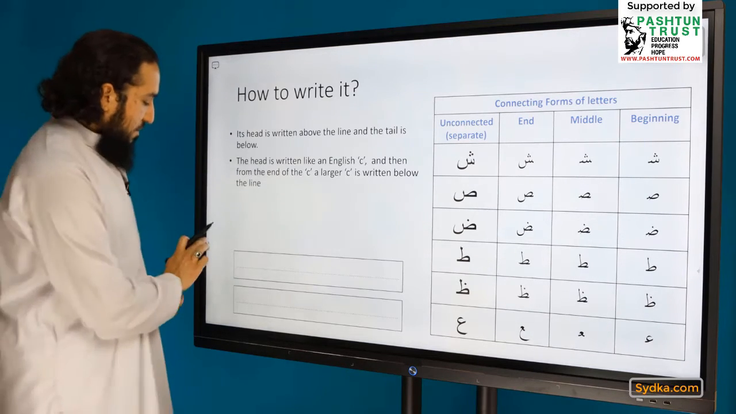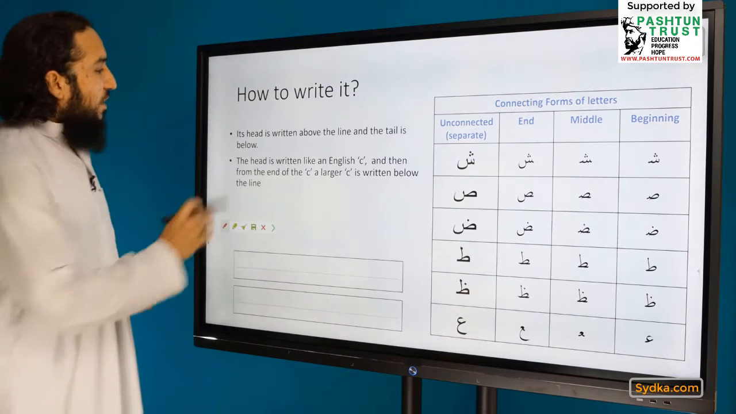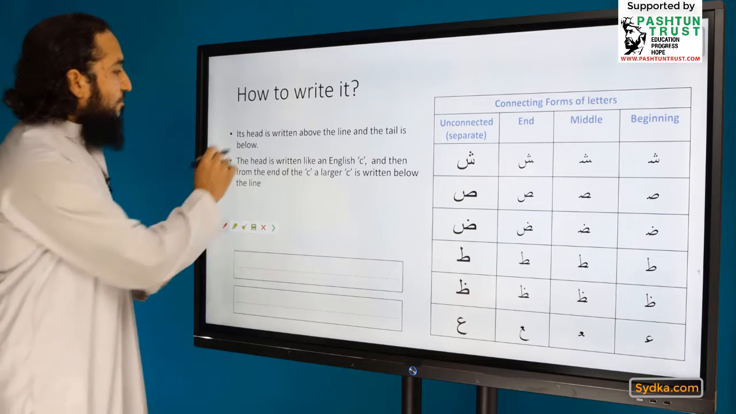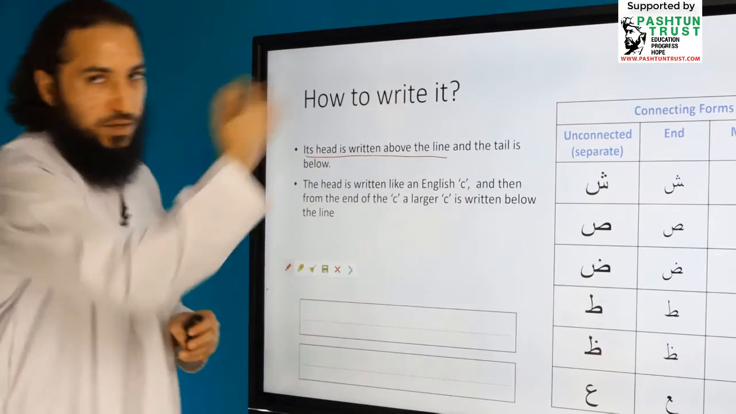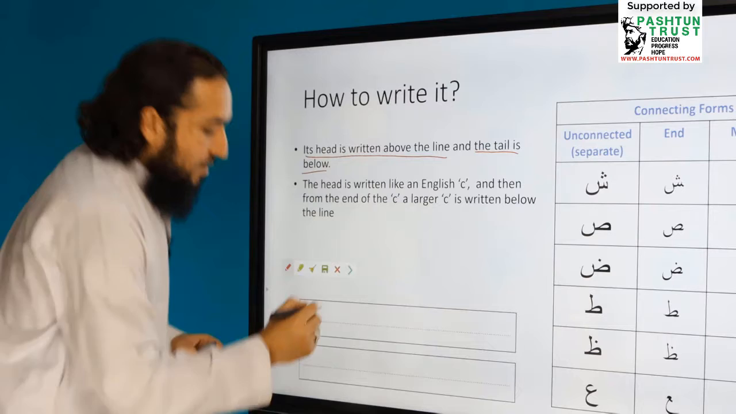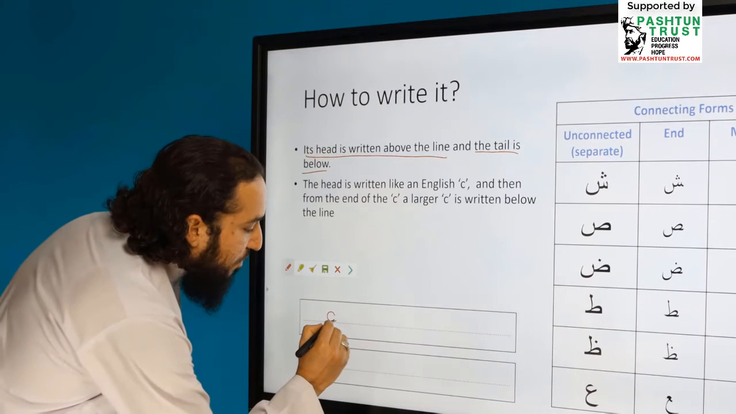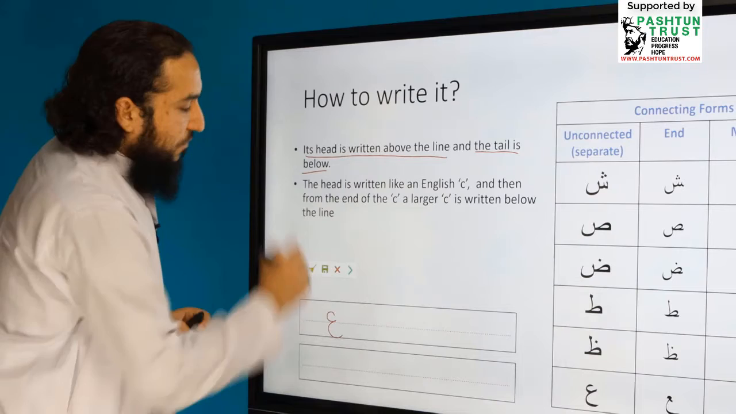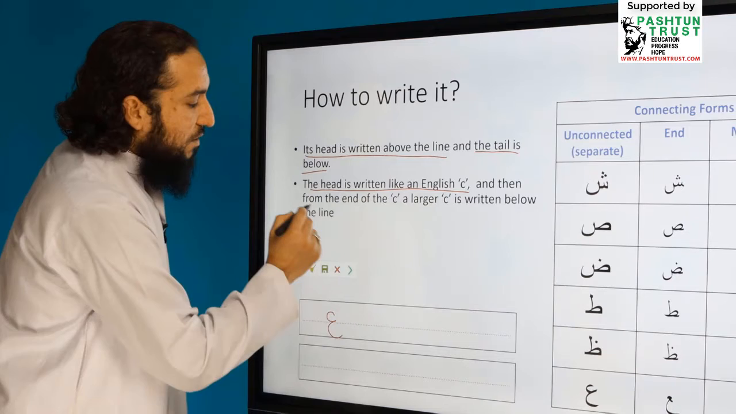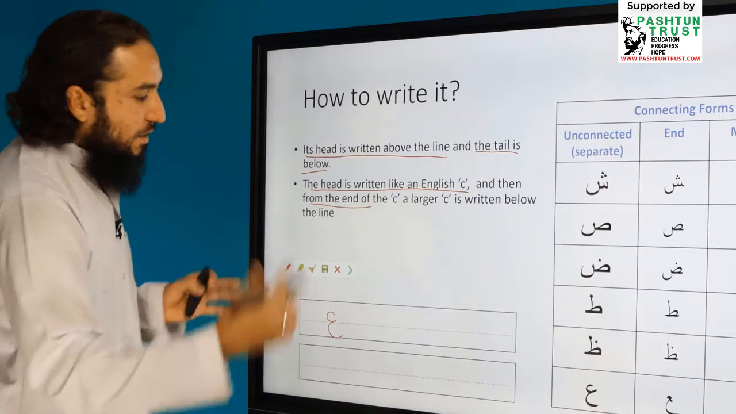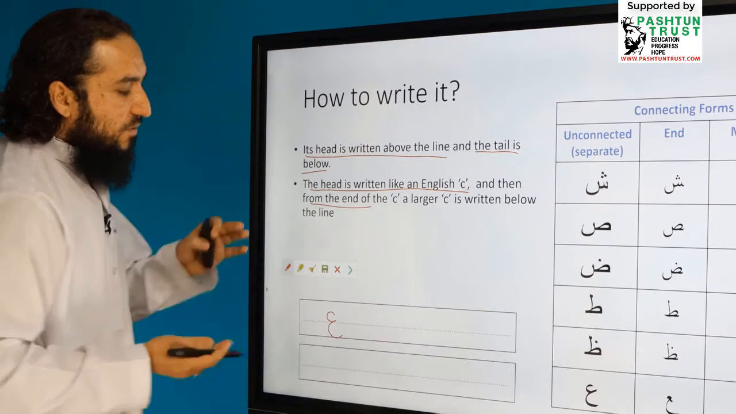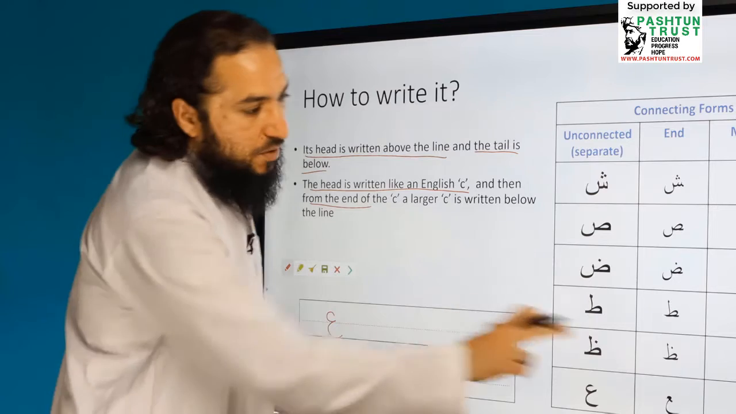So how to write it, let me explain that. It has 2 parts, the top and the bottom, the head and the tail. The head is written above the line, and the tail is written below. If you've noticed, the head is written like a small c, and the tail is written like a big C. So it's kind of connecting 2 C's, top and bottom, of different sizes.